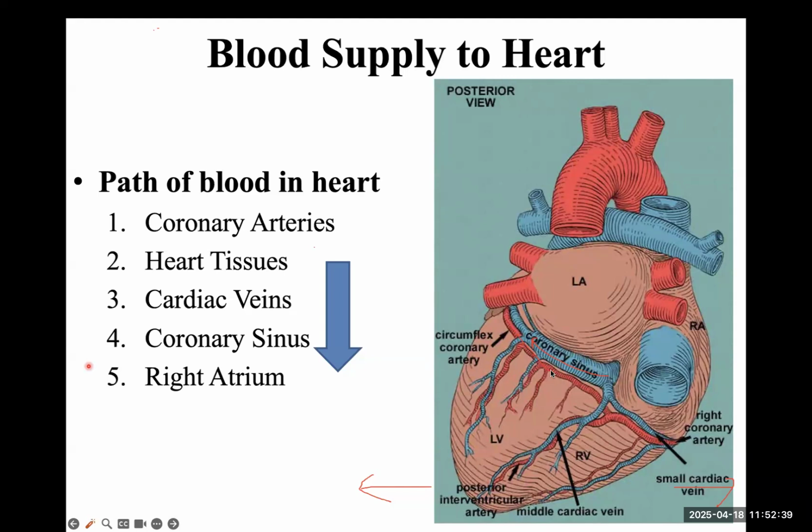So this is going to dump all of it into the right atrium. Coronary sinus dumps into the right atrium, where the blood from the vena cava is coming from. And this is another structure that you need to memorize in addition to the right and left coronary arteries. So the coronary sinus and the cardiac veins.